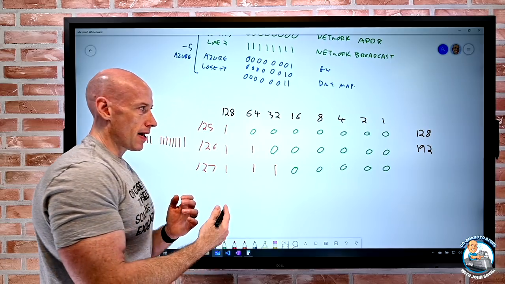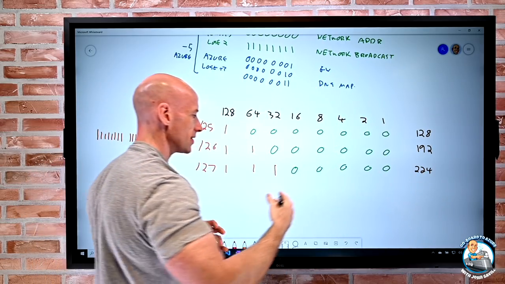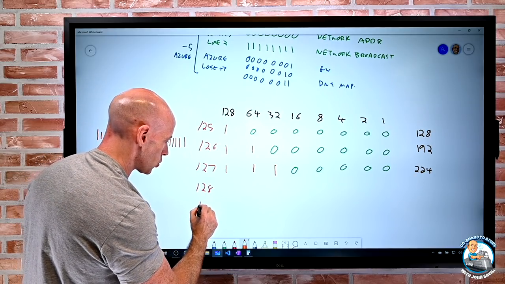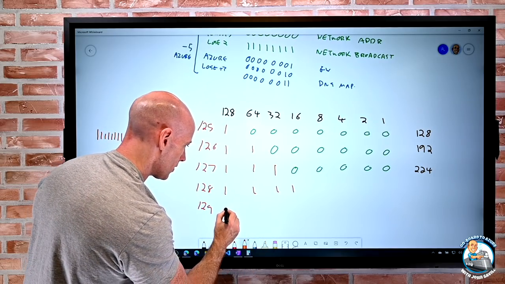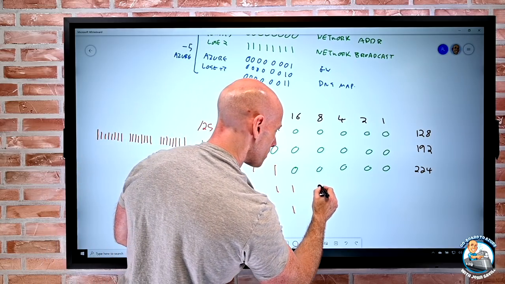So now we can think about it, as well as 192, this is 224. So these would all be my subnet mask. And I can keep doing this. I can say, hey, a slash 28, a slash 29, and just steal more and more bits that I'm using because I need fewer and fewer hosts.